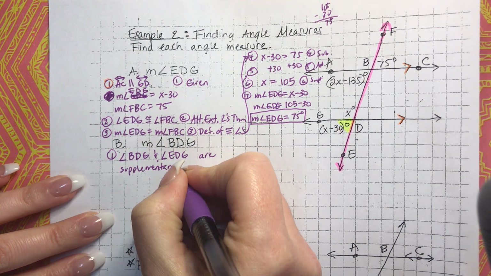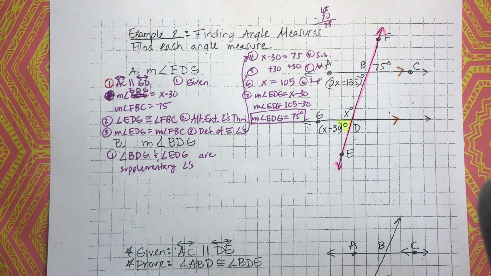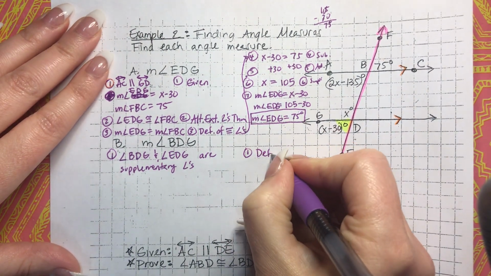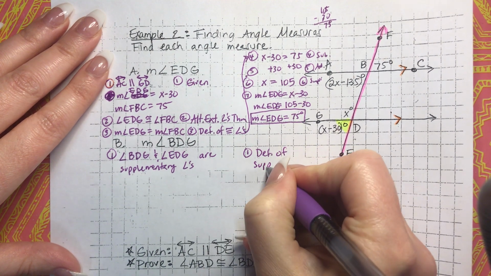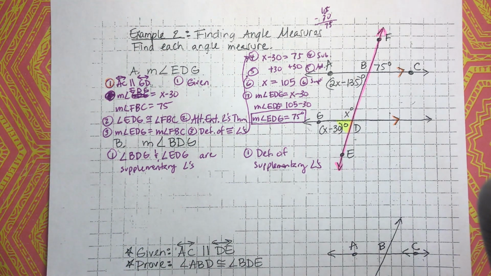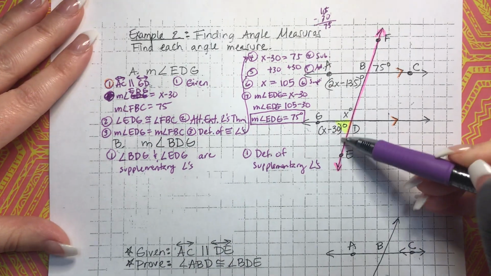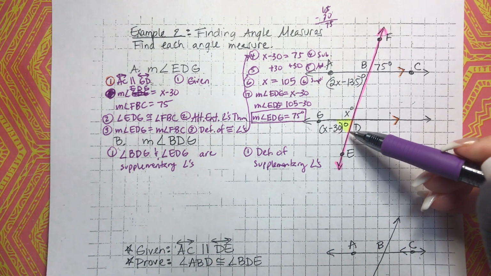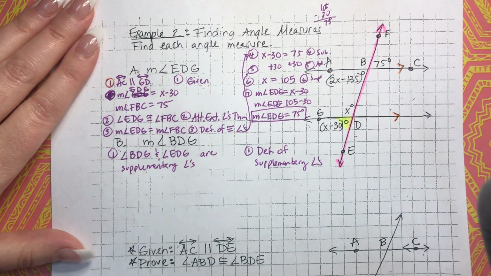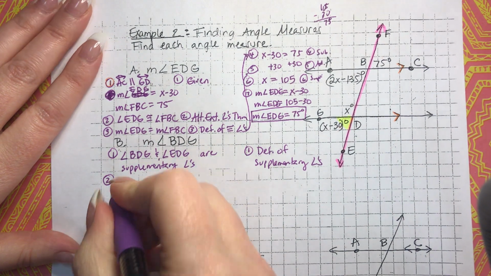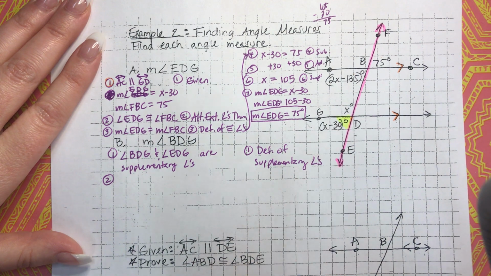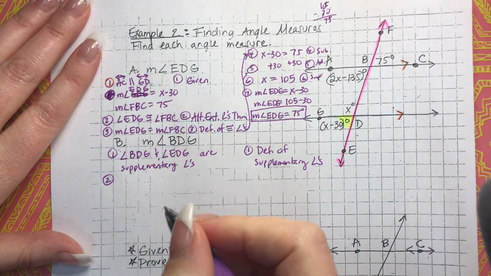Supplementary angles. Okay, and that's basically, these are supplementary angles, right? And we know that because of the definition of supplementary angles. Now remember, a while back I said there are going to be two things: the definition of supplementary angles, and then the linear pair. Whenever you have two angles that are supplementary, you know that you have a linear pair. So that's what we know now. Because we have two angles that are supplementary, we know that we have a linear pair.